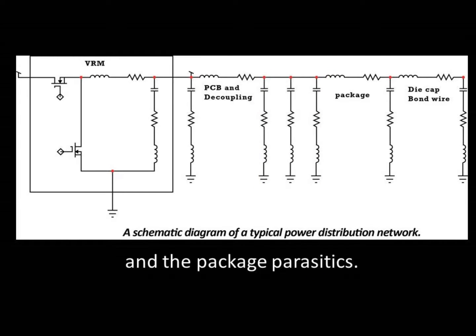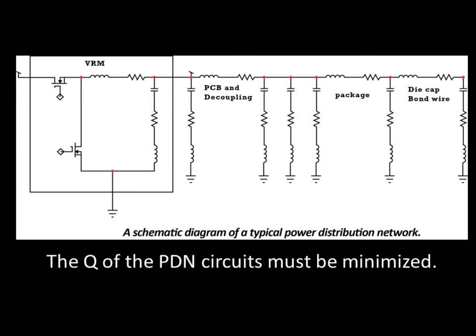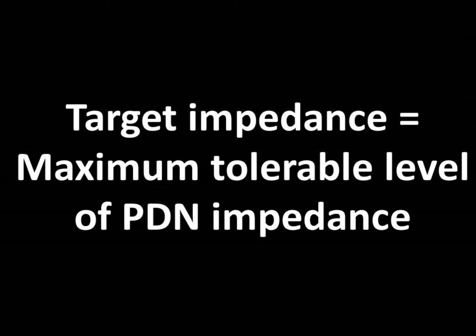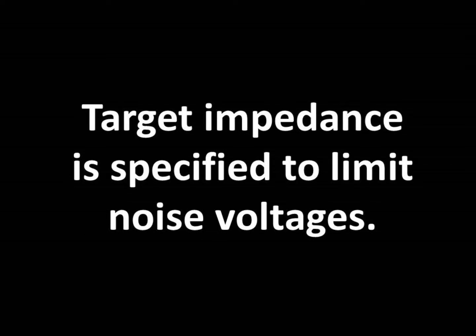A PDN also includes the package parasitics, such as those of the bond wires and die capacitance of the high-speed logic devices. In order to make the impedance of the PDN flat, the Q of all these resonant circuits must be minimized. This situation leads to another fundamental concept in PDN design, commonly known as target impedance. The target impedance is the maximum tolerable value of impedance on the PDN, which is chosen to limit the voltage noise to an acceptable level.